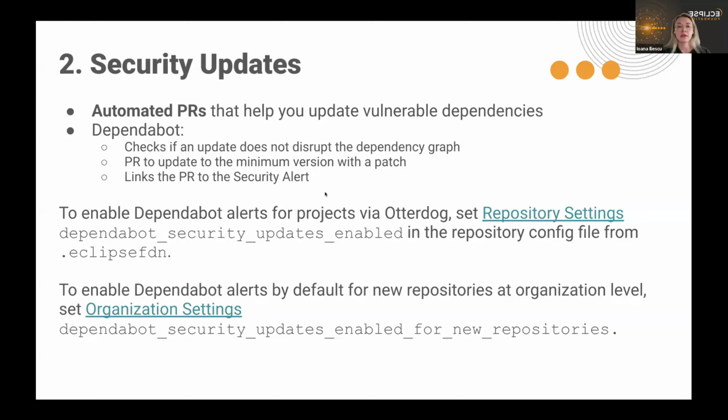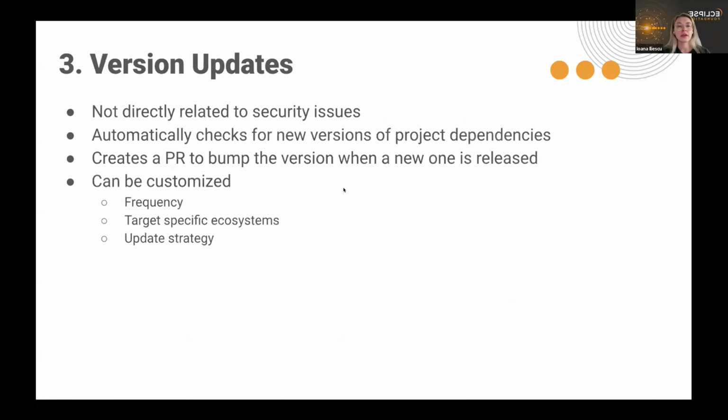And to enable this feature, again, it's really easy to do via OtterDog. Just set dependabot_security_updates_enabled to true. And again, it's available at the repository and also at the organization level. Lastly, we have version updates. This feature is not directly related to security issues, but it provides a great benefit to security as well. For this, Dependabot automatically checks for new versions of project dependencies and creates PRs to bump the version when a new one is released, thus receiving security updates and fixes as well.